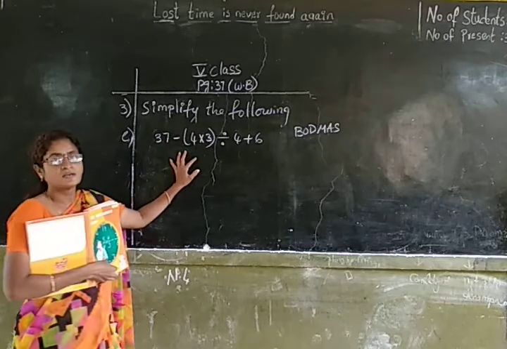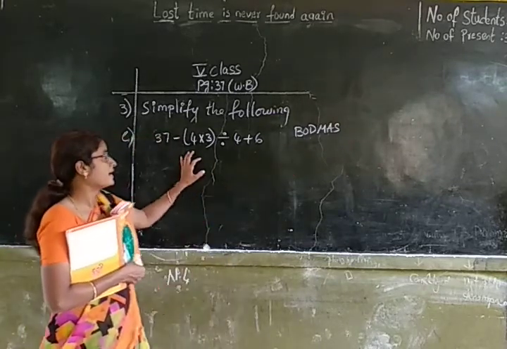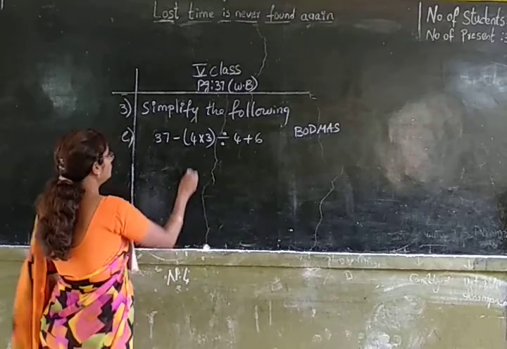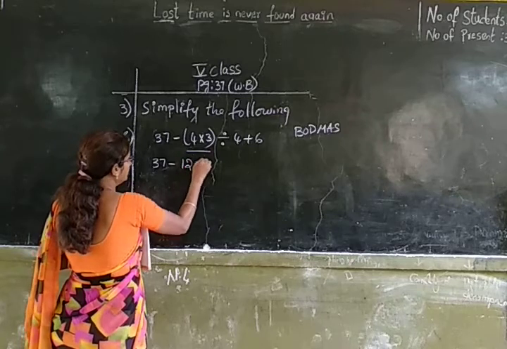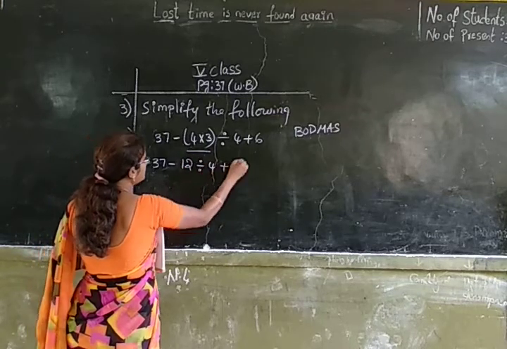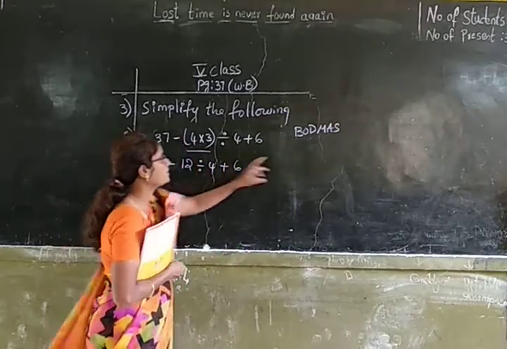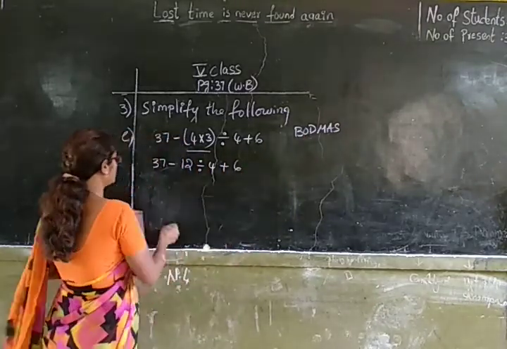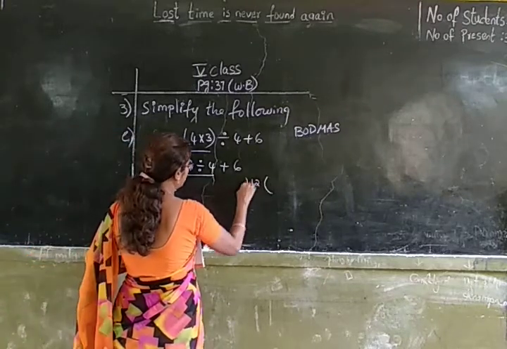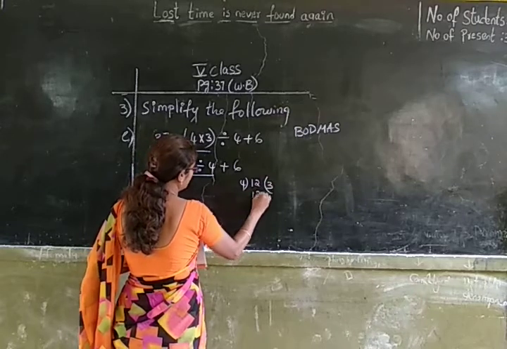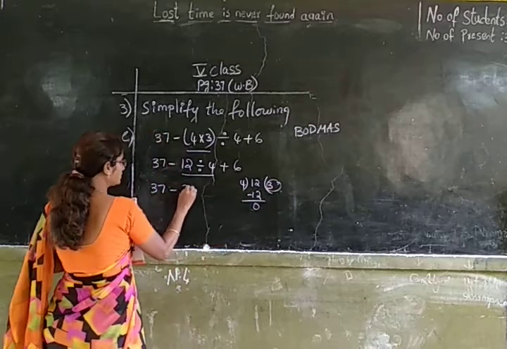So here terms inside the bracket are given. So first you have to solve the terms inside the bracket according to the BODMAS rule. So first let us write down 37 minus 4 3s are 12 divided by 4 plus 6. So after that we have to do division. So according to the BODMAS rule, after that we have to do the division. So 37 minus 12 divided by 4. 4 3s are 12. 4 goes 3 times in 12. So you have to write down the quotient 3 here.